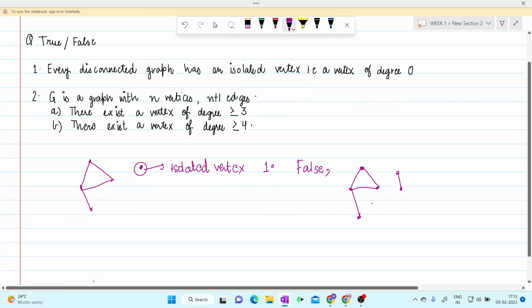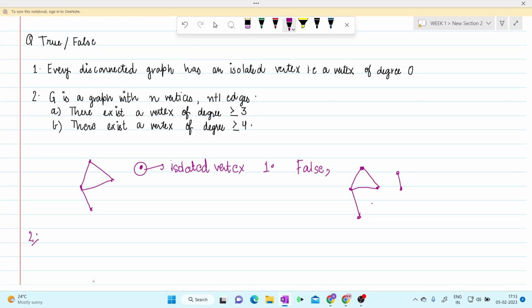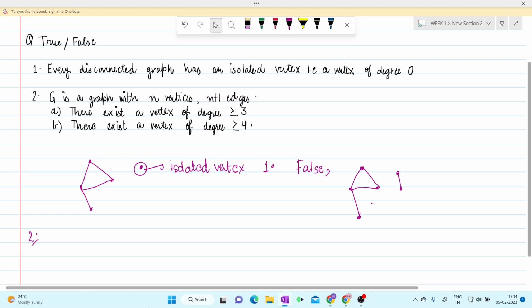Now, what about the second one? G is a graph with n vertices and it has n plus 1 edges. The statement says that it should have a vertex of degree greater than or equal to 3. So what do you think? Is it true or false? We are given a graph G with n vertices and n plus 1 edges, and the statement is that such a graph should always have a vertex of degree greater than or equal to 3. So think about it for some seconds, and tell me: is it true or false?